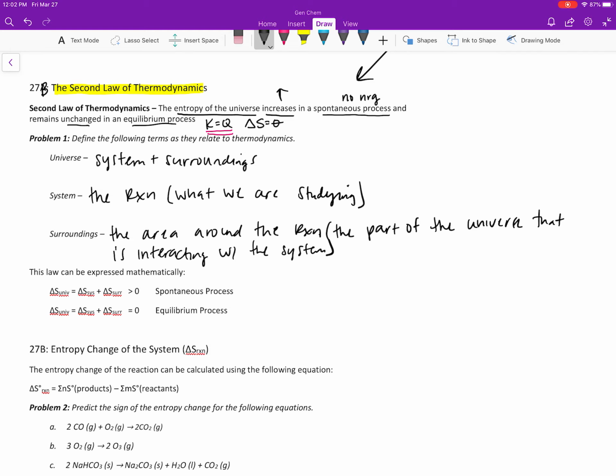So this law can be summarized mathematically, that the entropy of the universe, which is the sum of the system and the surroundings, is always going to be greater than zero for a spontaneous process. So entropy is increasing. Now, astrophysicists see this as well, that the universe is constantly expanding, which is part of the entropy process.